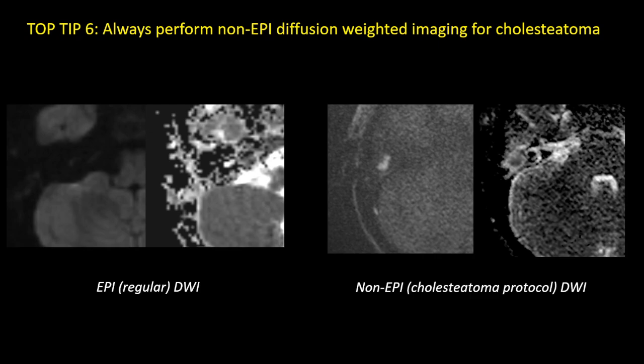The next top tip is again to reinforce that a non-EPI diffusion weighted sequence should be done for cholesteatoma. The reason being that there's a lot of artifacts at the bone air interface with the regular diffusion weighted sequence that we see here. But with a non-EPI protocol, these artifacts are not there, and we can clearly identify the diffusion hyperintense material within the middle ear cavity in keeping with cholesteatoma.